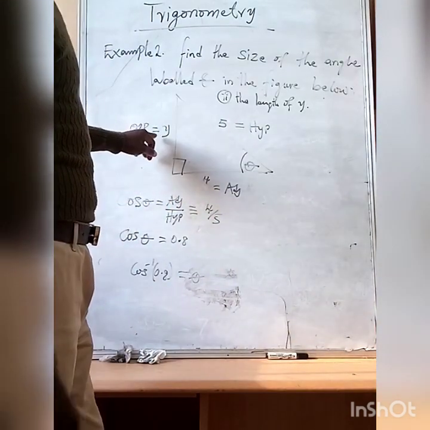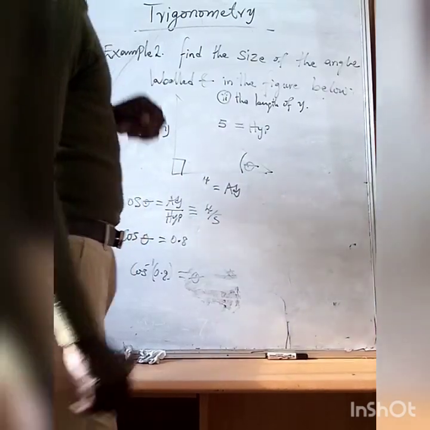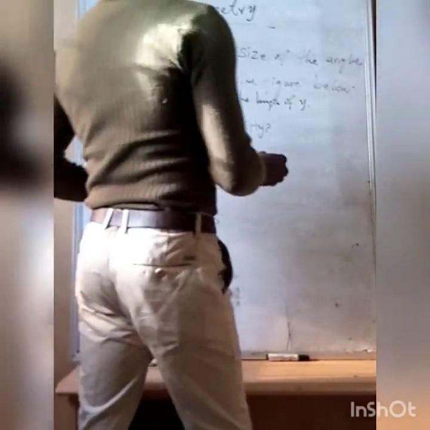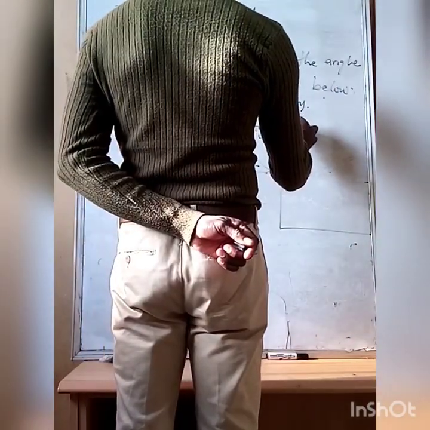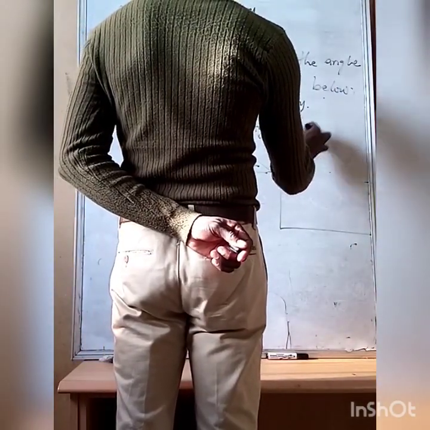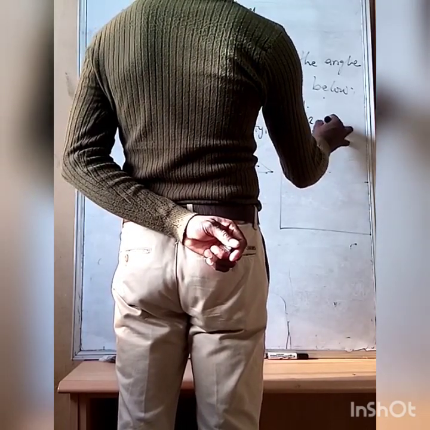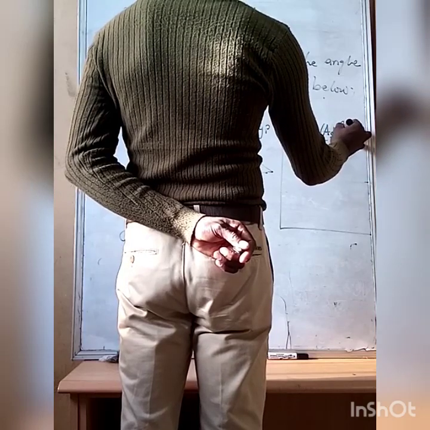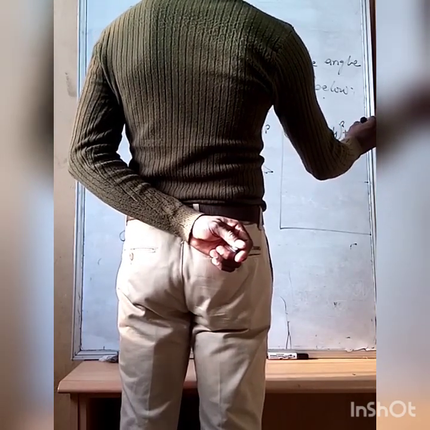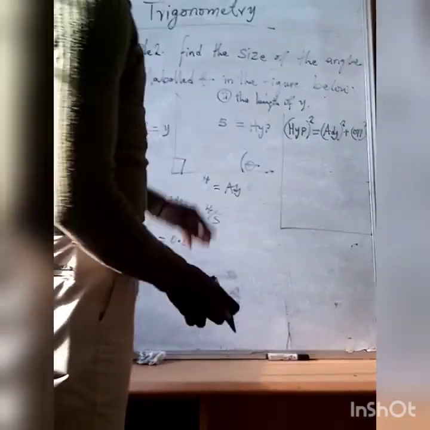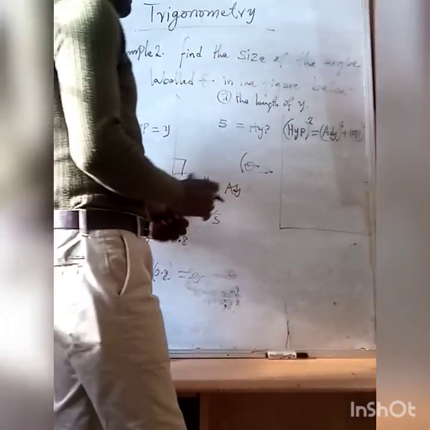So it is advisable that we apply Pythagoras theorem. And what is Pythagoras theorem? Pythagoras theorem states that the square of the hypotenuse of any right angle triangle is equal to the sum of the squares of the remaining two sides. That is, the square of the hypotenuse is equal to the sum of the squares of the remaining two sides.